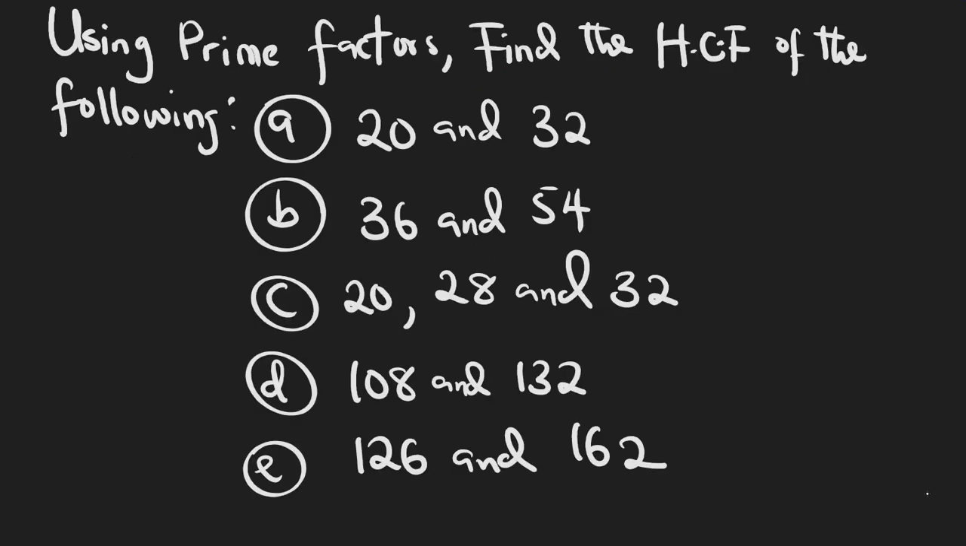Alright, we have a set of questions here. The question says, using prime factors, find the highest common factors of the following pairs of numbers. We have A, 20 and 32, B, 36 and 54, C, 20, 28 and 32, D, 108 and 132. Then E, we have 126 and 162.